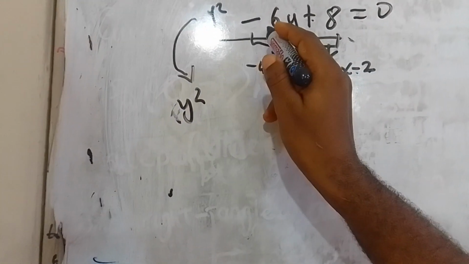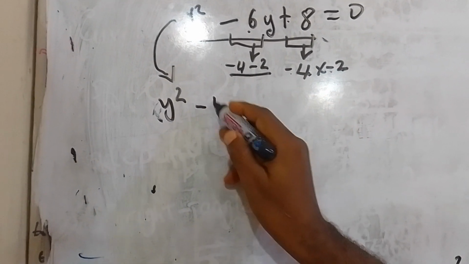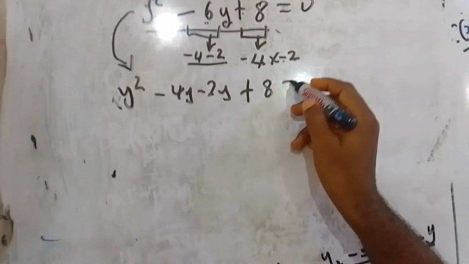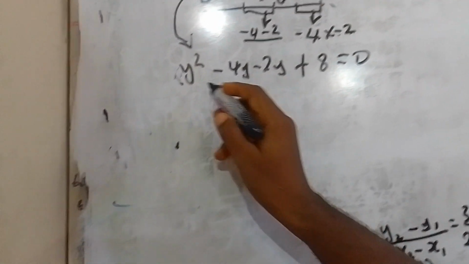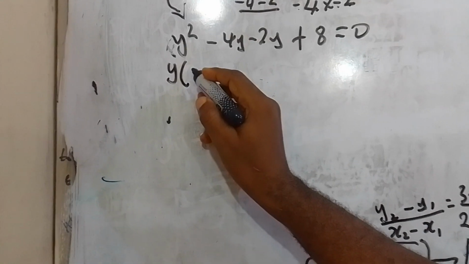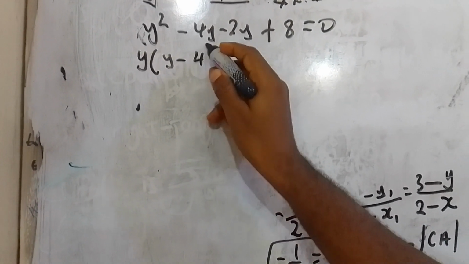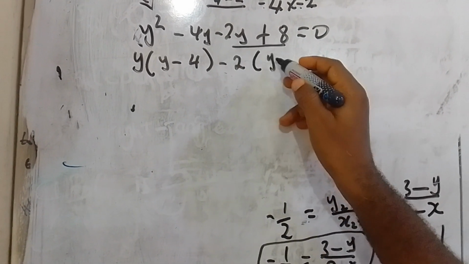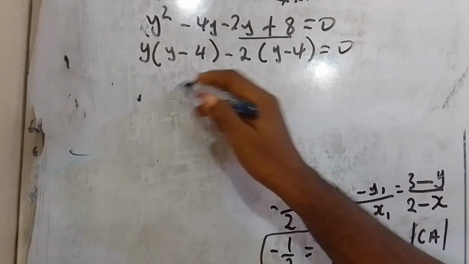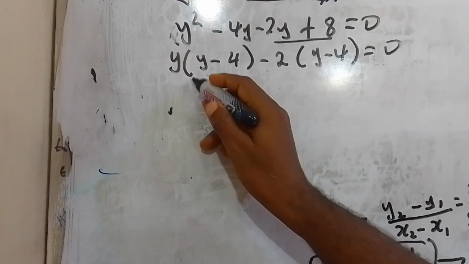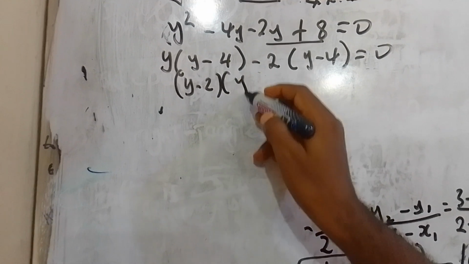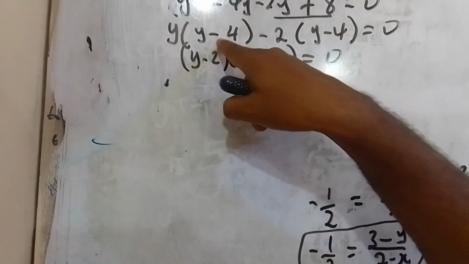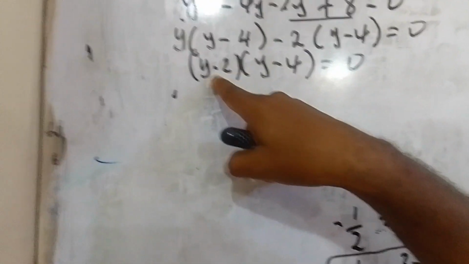So this equation can now be rewritten in this format: y squared, instead of minus 6y, I would rather put minus 4y minus 2y to make up the minus 6y, then plus 8 is equal to 0. Here y is common, so I factorize y out. So I have y minus 4. The same thing here, I have minus 2 bracket y minus 4 is equal to 0. So y minus 2 bracket y minus 4, everything must be equal to 0. The reason being that y minus 4 is common, so we factorize it out and we are left with y minus 2.